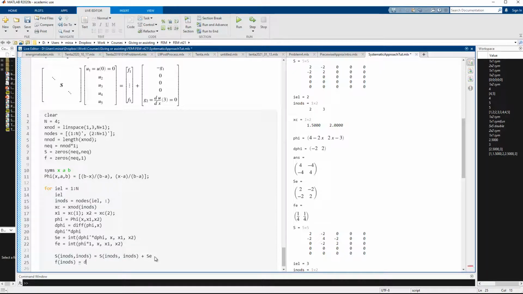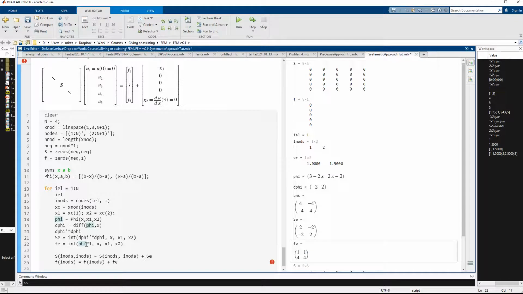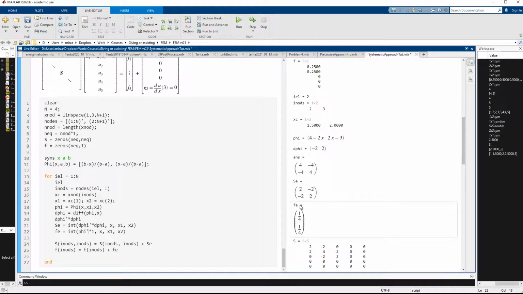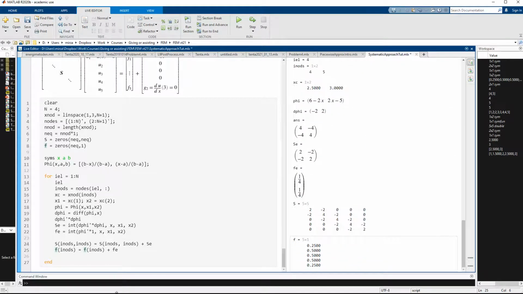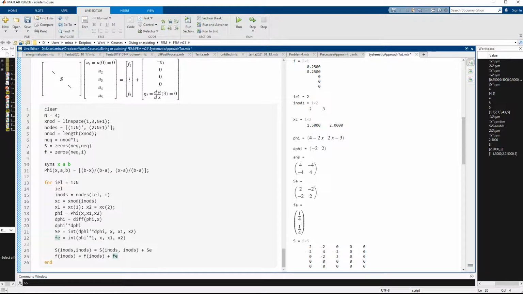And this is equal to f of inodes plus fe. So yeah, this thing needs to be transposed, right? So you're transposing phi here, and bam, this is what we have. We will always get a column vector in f here. Good. So our column vector is being populated. And we never know if this is correct until we actually plot this at the very end and see what's happening. That's the only indication if we've done things correct or wrong.